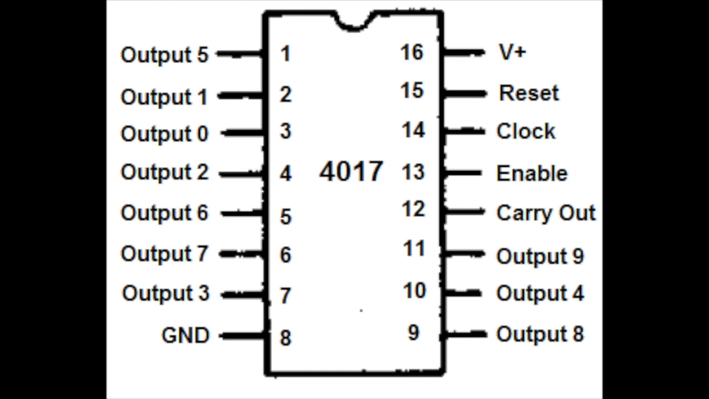The most important part of the decade counter is the new chip, the 4017. This chip receives the clock signal from the 4011 chip on its 14th pin. It then uses this signal to count from 1 to 10 and produces those outputs on its 10 pins.